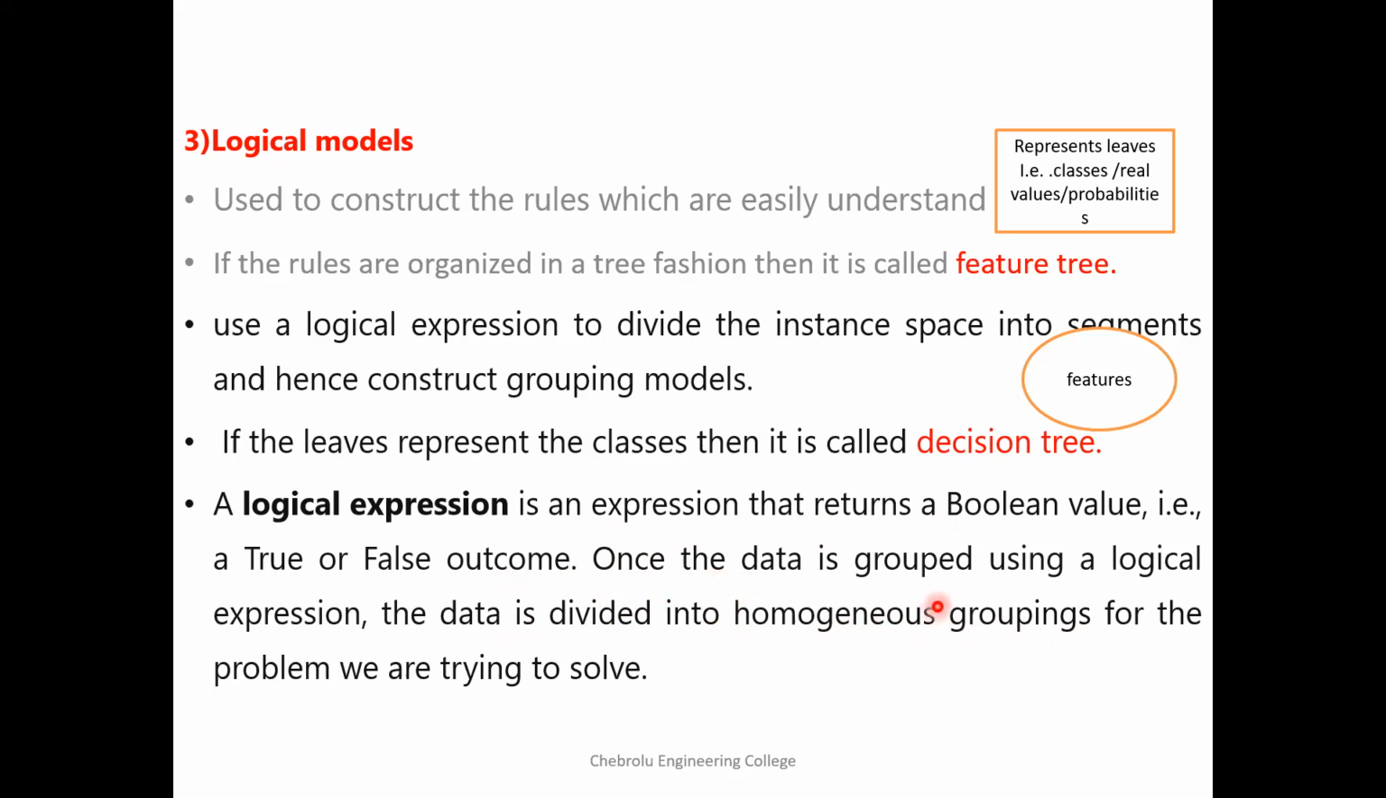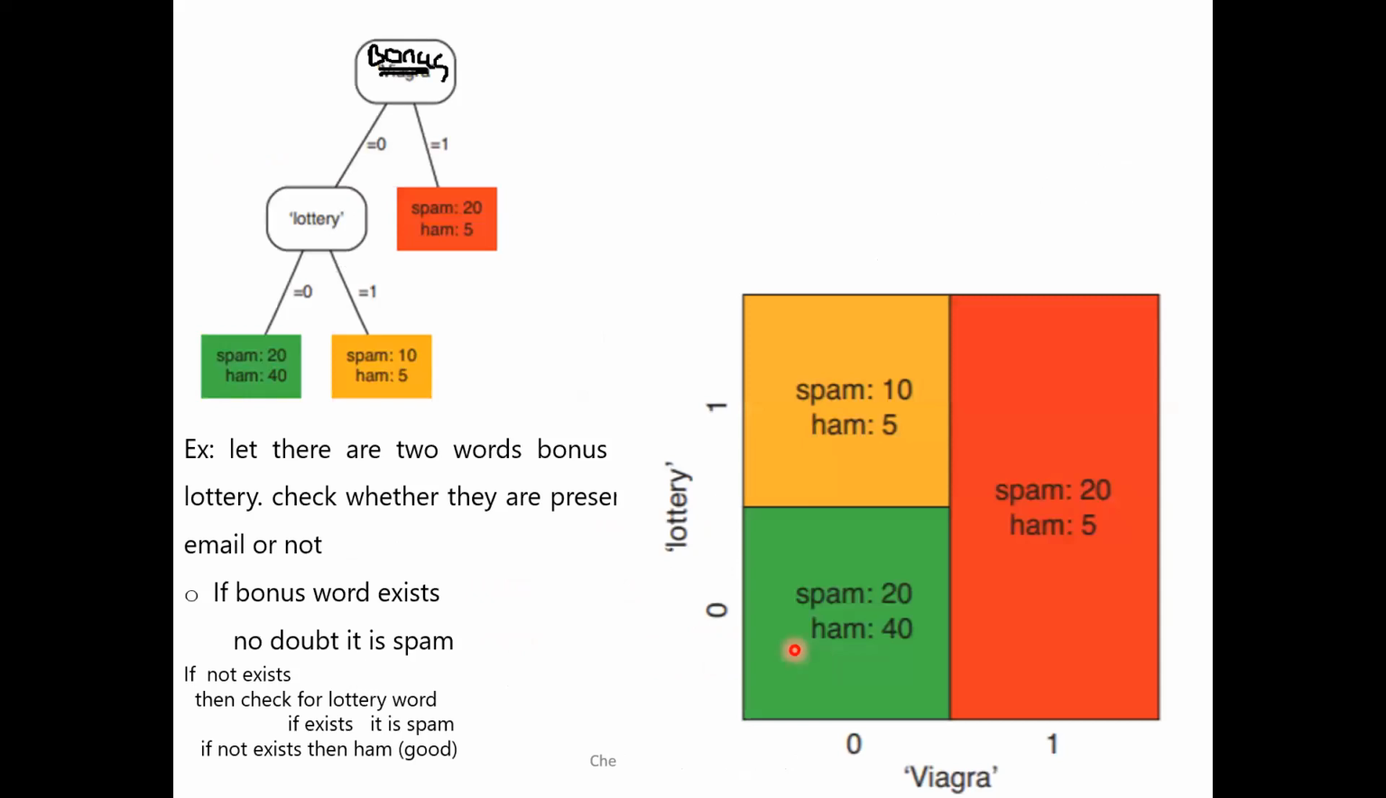Once the data is grouped using this logical expression, the data is divided into homogeneous groupings for the problem, right? Now, for instance, we can check here. For example, if a word like Viagra appears in a mail, that is considered to be spam.